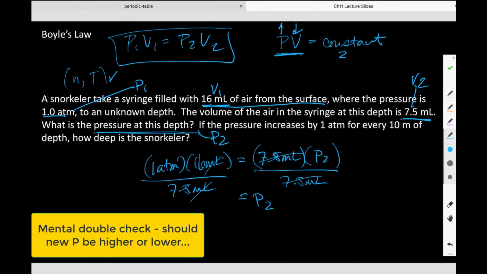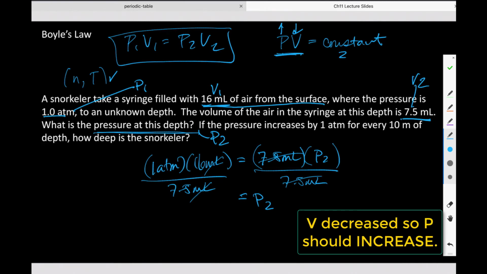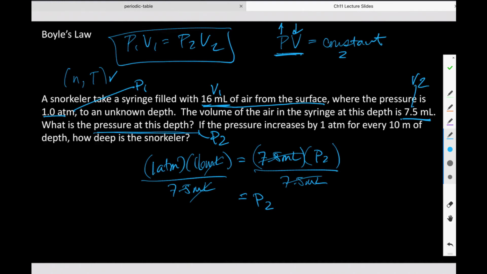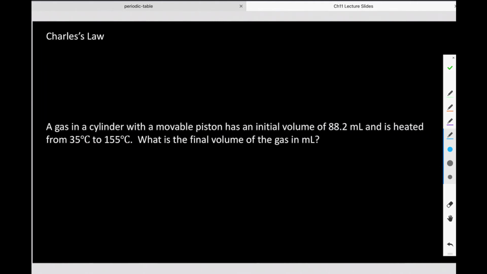And then once I solve for my new P2, the rest of the question says if the pressure increases by 1 atmosphere for every 10 meters of depth, how deep is the snorkeler? So if we're at 2.1 atmospheres and the question says it increases by 1 atmosphere, so here at sea level we have 1 atmosphere pressure. If I go down 10 meters, now I'm at 2 atmospheres. So that means this diver must be something just below 10 meters. Make sense? Okay, next up.